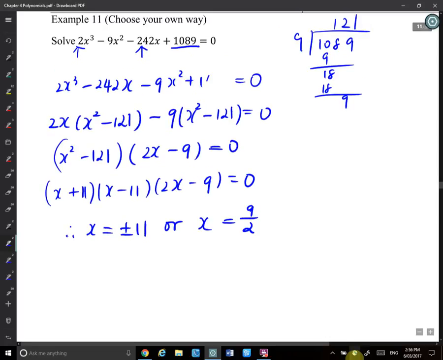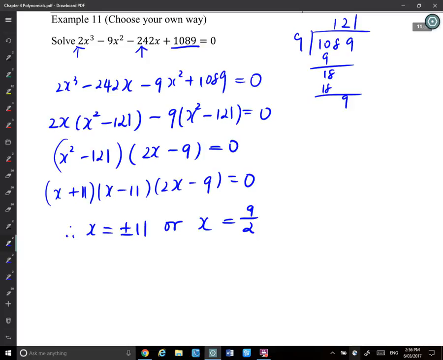If you find a linear factor that still can work, it just takes you longer. If you can use the grouping method, then the grouping will be quicker. But first of all, we need to see whether those questions can use the grouping method.